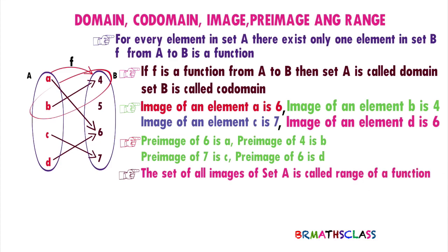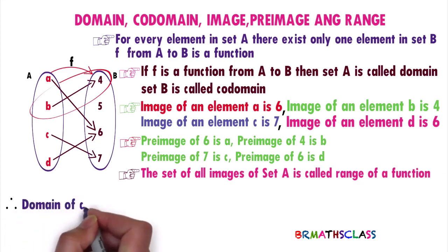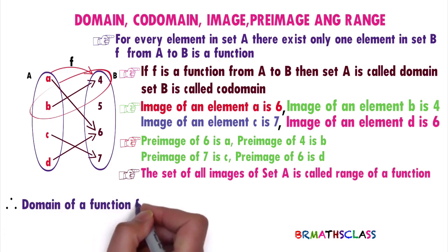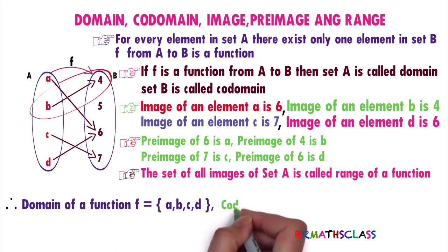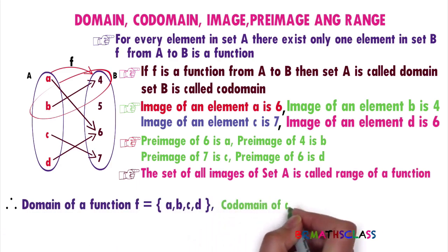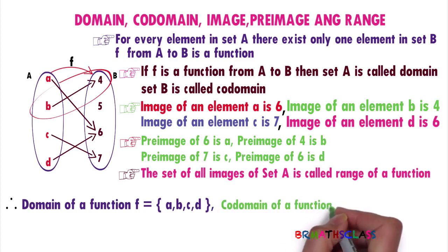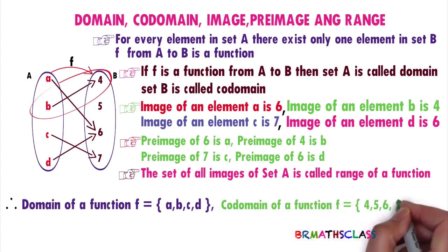All images of set A, observe the diagram, all images of set A are in B. What are those? 4, 6, 7. Now we will see domain of the function. What is domain of the function? Set A: A, B, C, D. Now we will see codomain of the function. What is codomain of the function? Set B: 4, 5, 6, 7.